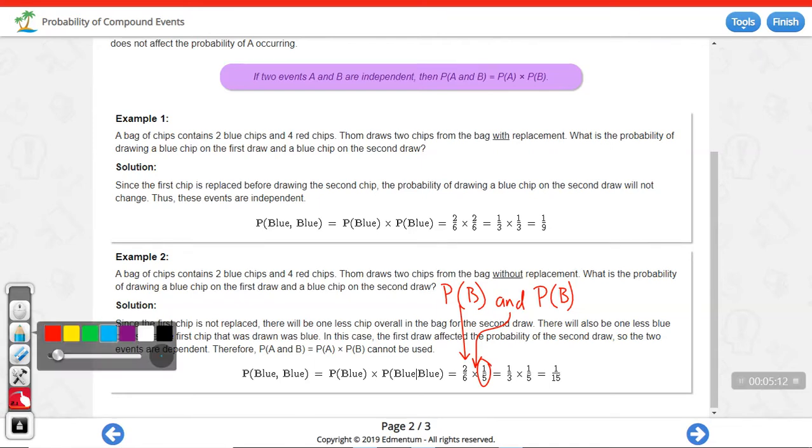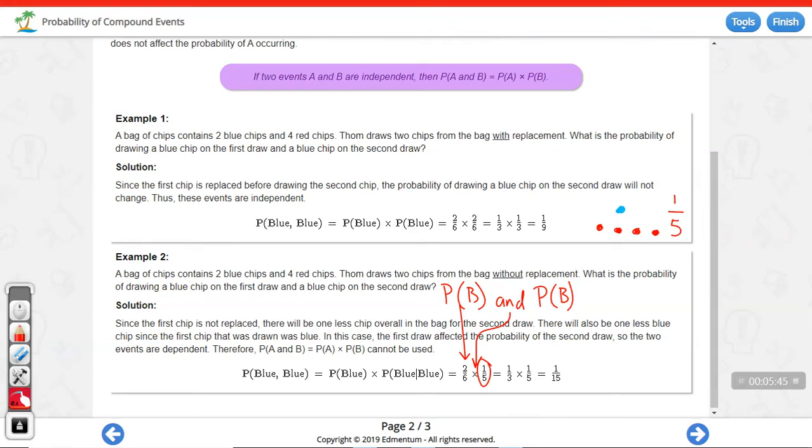Let me actually draw a little diagram for you. If I had a bag, there's a blue chip, there's a blue chip, and I've got 4 red chips. We can see that there's 6 total chips in that bag. 2 of them are blue. And if I take one of those blues out on the first draw, well, now what's my probability of getting a blue? My probability is now only 1 blue out of 5 total chips left in the bag because I did not replace that first one.